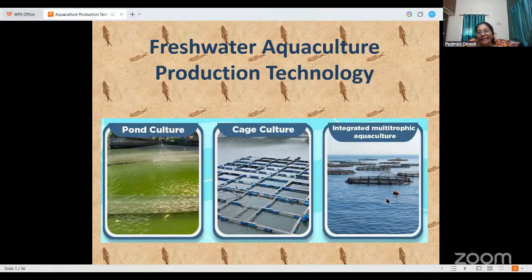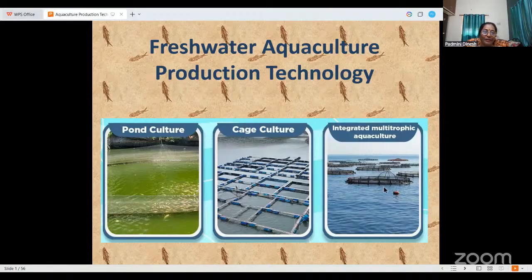So here in this integrated one, you can not only grow fishes. Along with the fishes, you can also grow crabs. You can also grow prawns, the different types of prawns. It can be shrimps, it can be prawns, it can be even lobsters. It can also be shells for pearl culture. You can do the same thing in this integrated aquaculture.